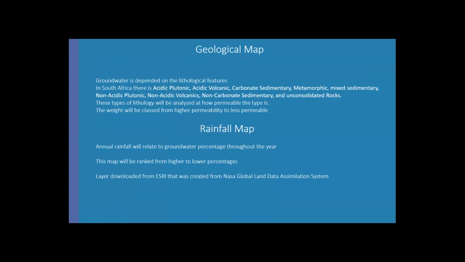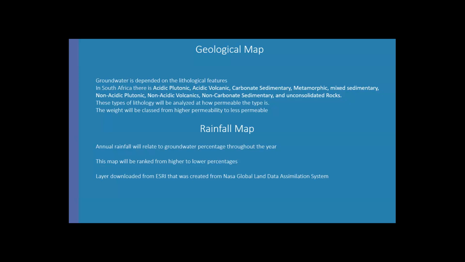Next is the geological map and rainfall map. The geological map will be downloaded from the portal. South Africa contains acidic plutonic, acidic volcanic, sedimentary, mixed sedimentary, non-acidic plutonic, volcanic, carbonate, and unconsolidated rocks. I will need to figure out how to classify this map in order to apply my weights. I will need to figure out on a scale which types are more or less permeable. In other words, I need to research some data and see which are more or less permeable before I classify.